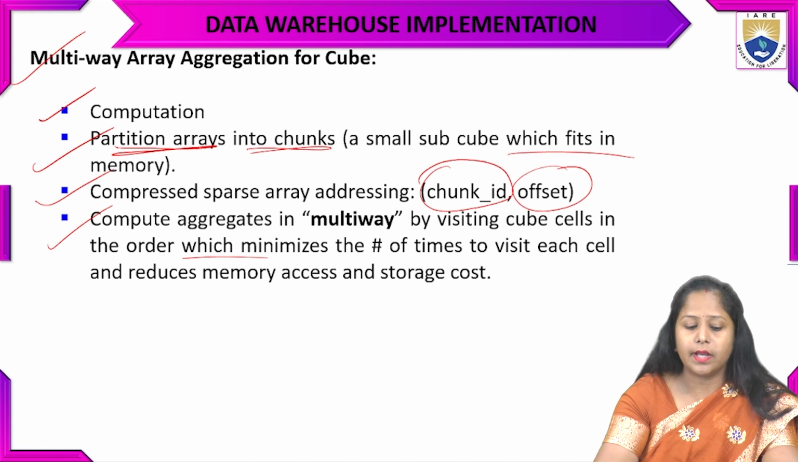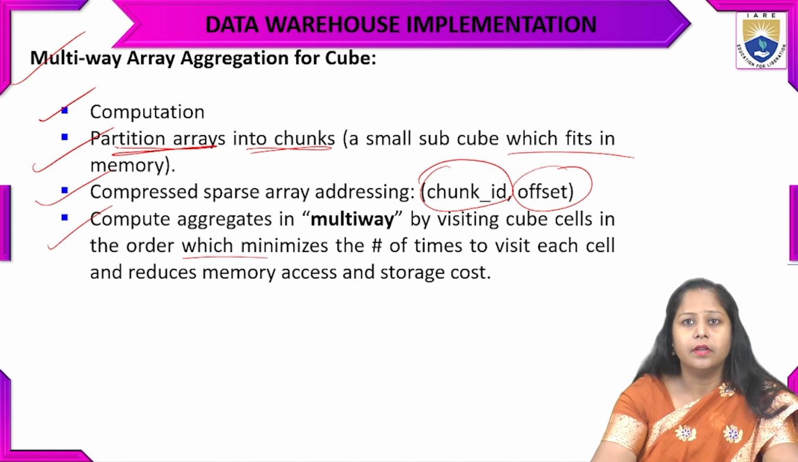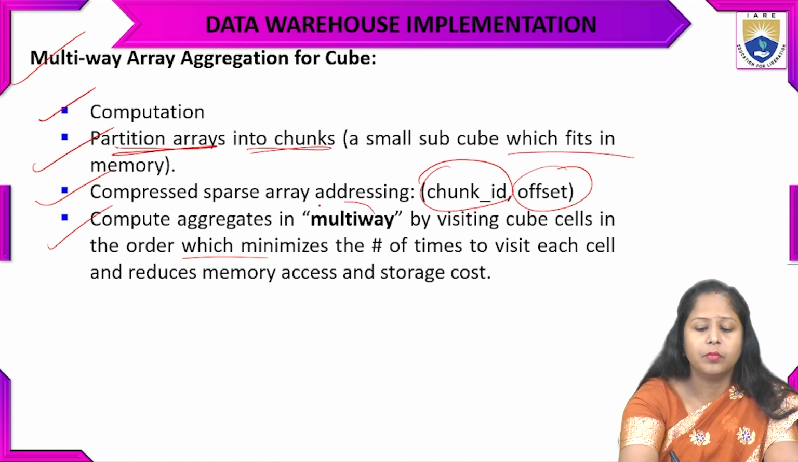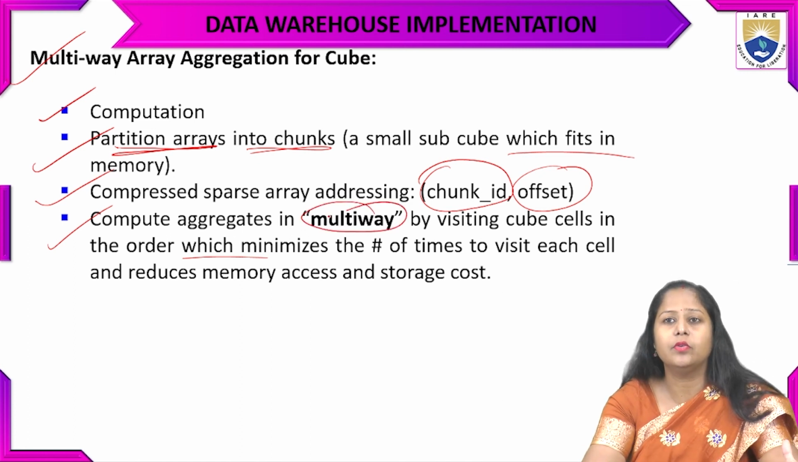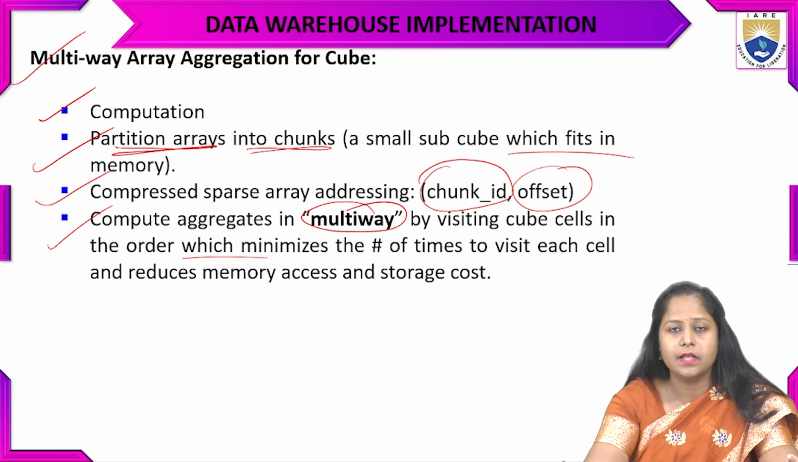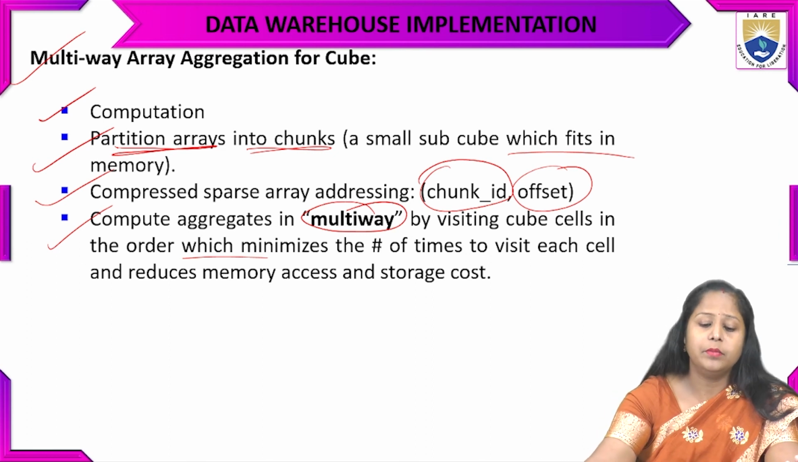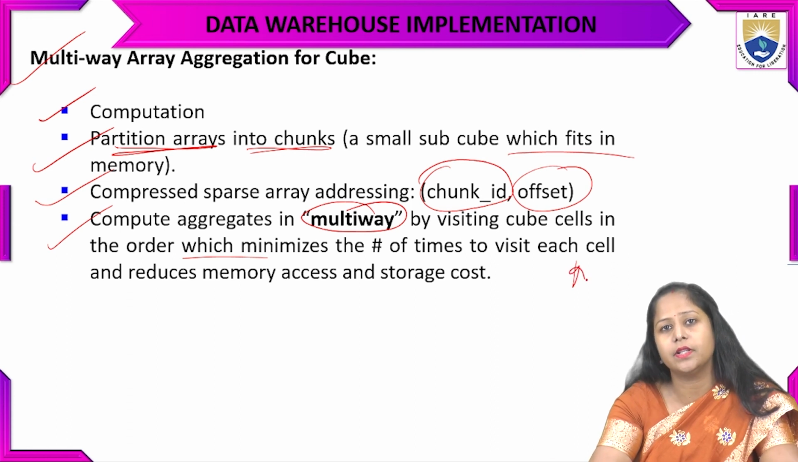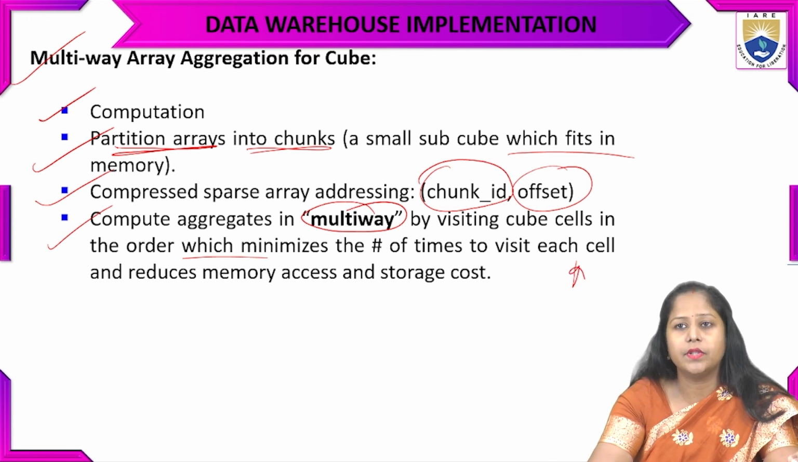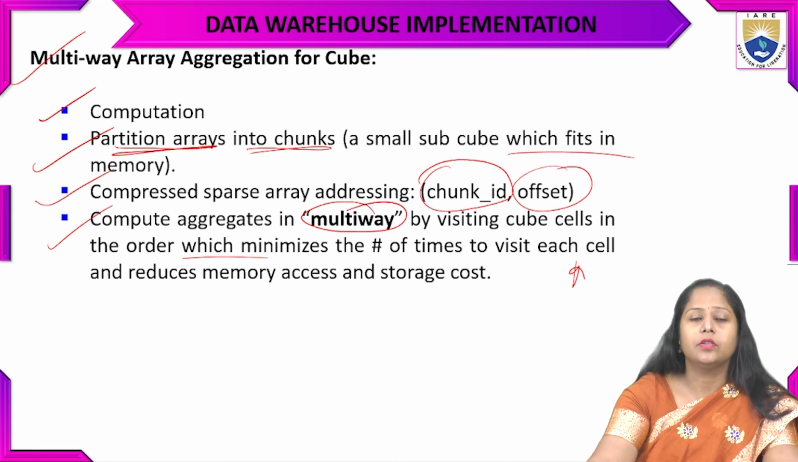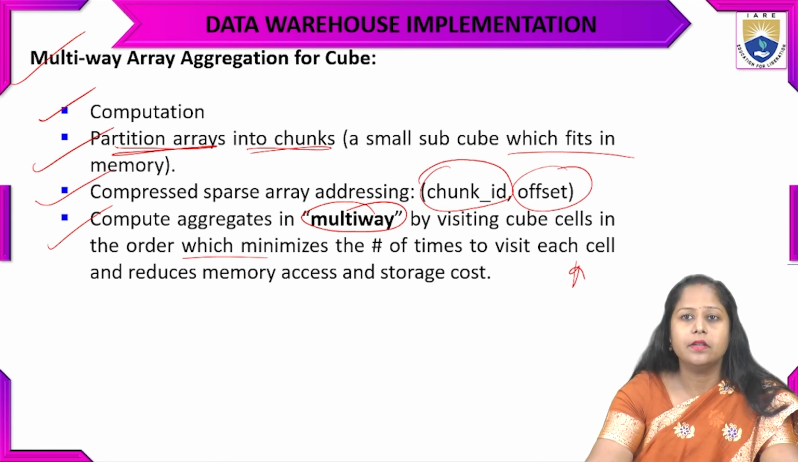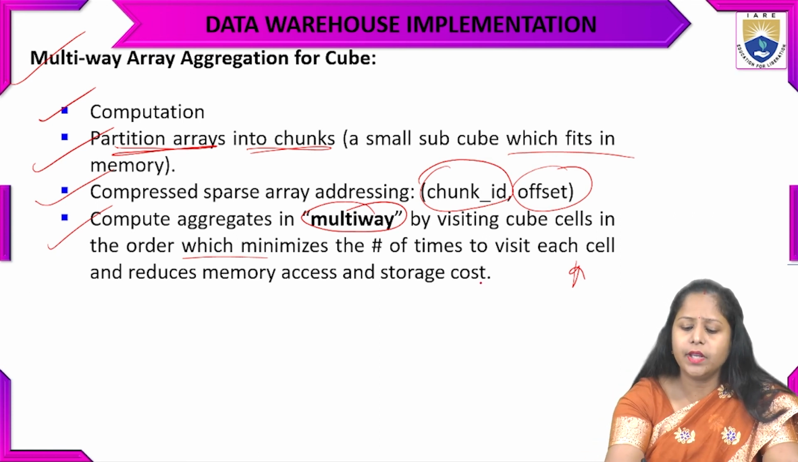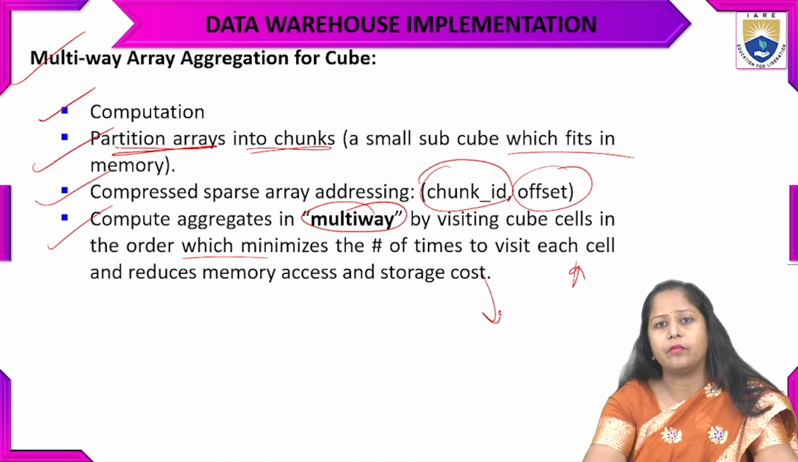So in order to do that computation aggregation, which has the multi-way property, we are going to visit the different cube cells. For that, we can minimize the number of times we are visiting each of the cells. So we have to visit the cube cells so that we can reduce the memory and storage for that. We can also reduce the cost and time for that.